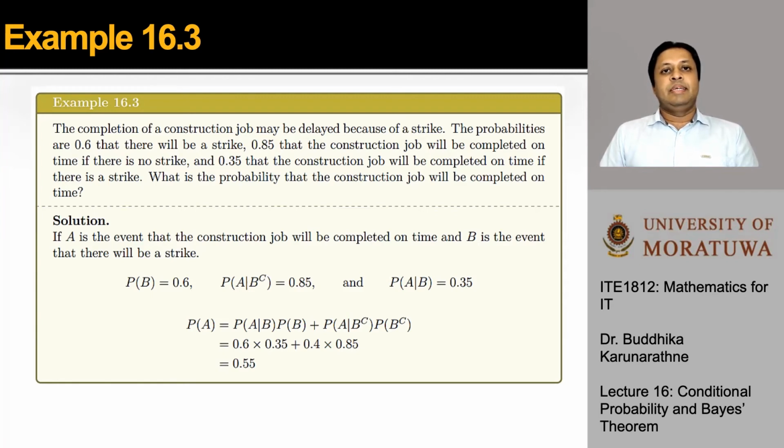So P(A) is equal to P(A given B) times P(B) plus P(A given B complement) times P(B complement). So you basically have to substitute the values for the conditional probabilities. You all have that, and also the P(B) and P(B complement) values. So with that, we can find out the ultimate probability for P(A), which represents the probability of the construction job completing on time.